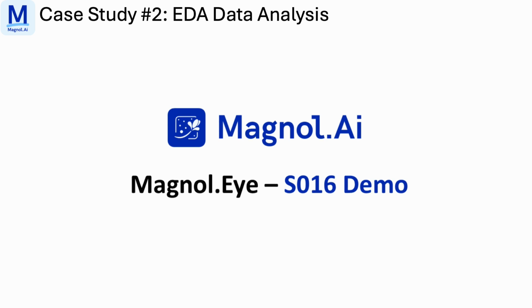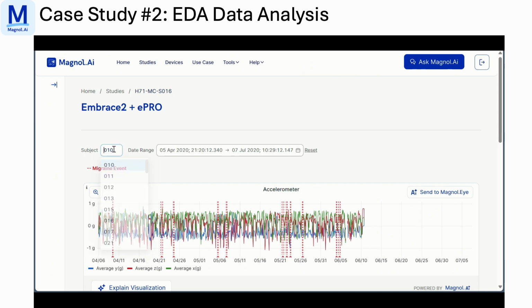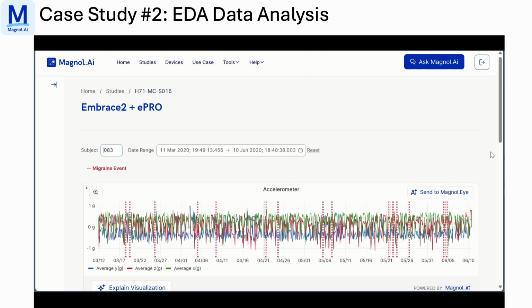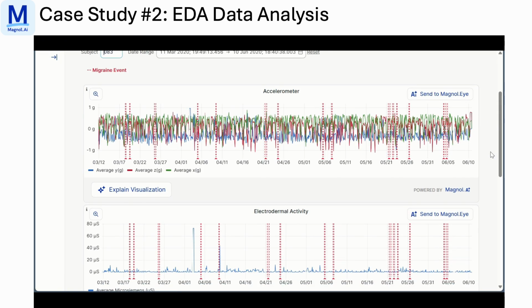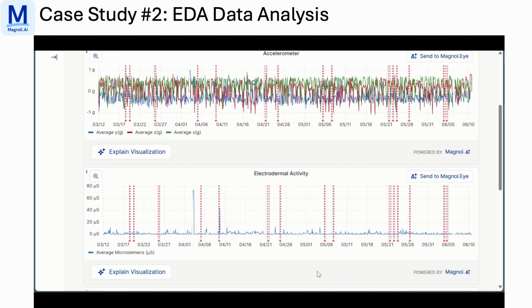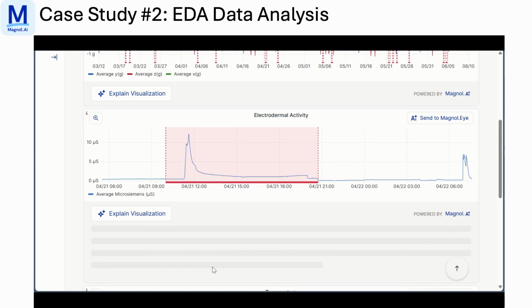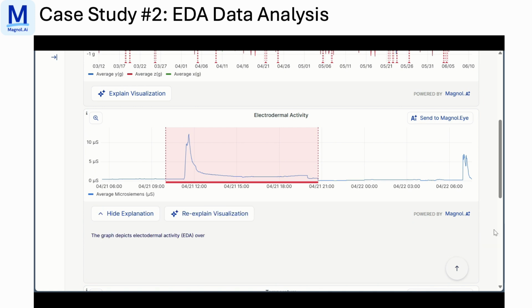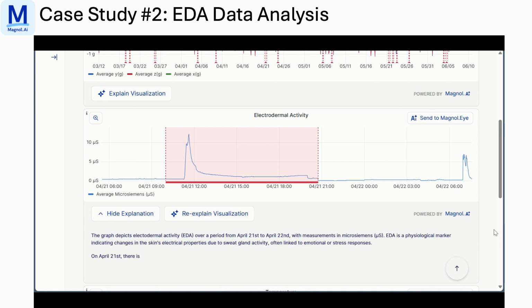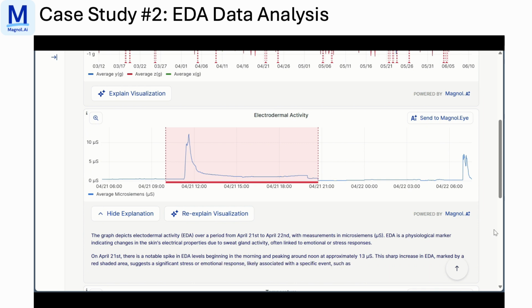This is case study number 2, EDA data analysis. This video clip demonstrates how the Plan and Execute framework extends its capabilities to support vision-based AI insights. In this example, the system analyzes EDA, or electrodermal activity data plots, comparing results from before and after the occurrence of migraine pain.